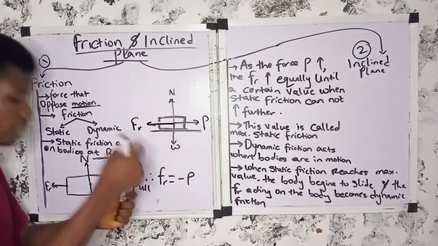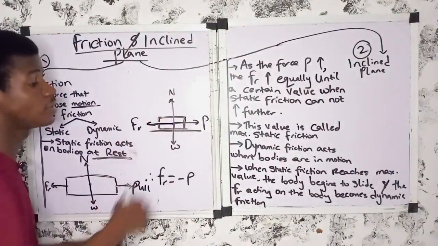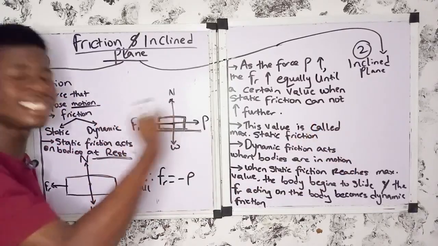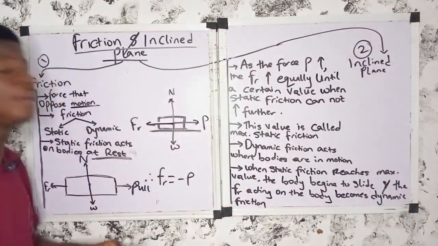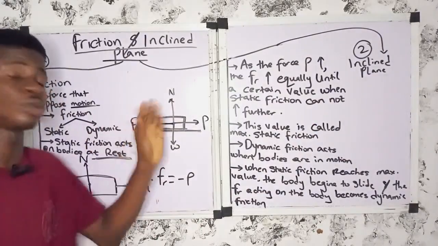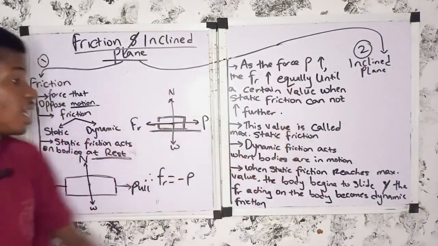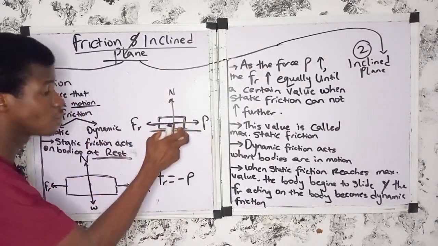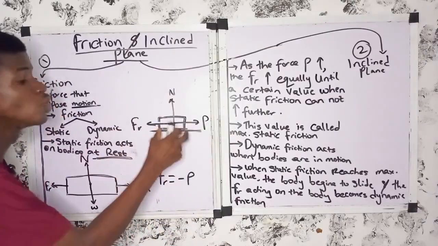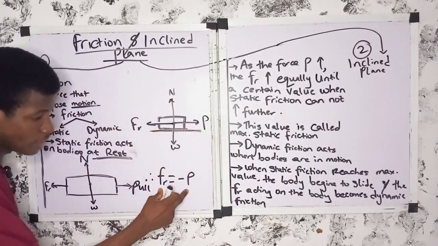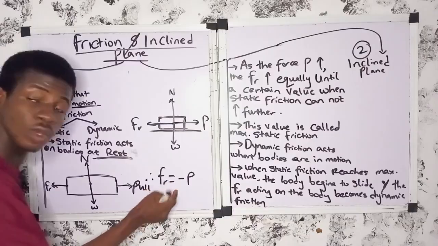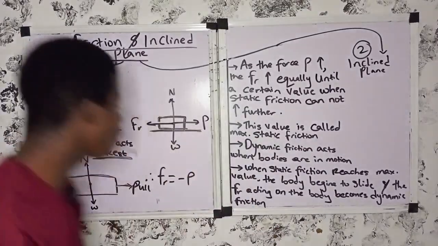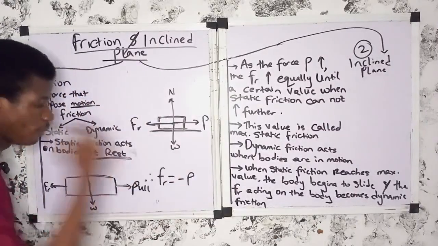This force is trying to pull the object towards this side, but there's a resistant force opposing the motion, preventing the body from dragging in this direction. So these two forces equal each other, making this body stationary, at rest. Frictional force is equal but opposite to the pull force.